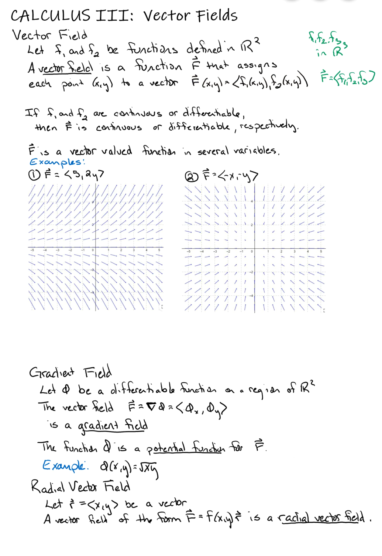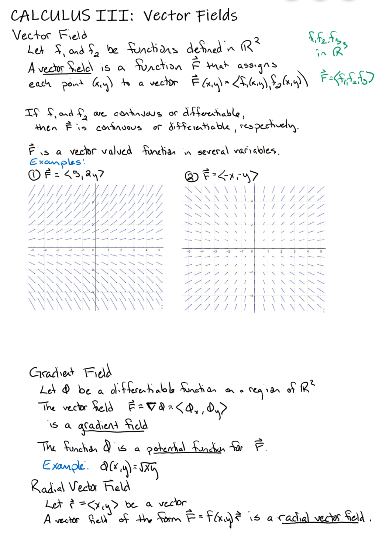Again, notice it takes the points (x, y) or (x, y, z), and the first component comes from the first function, the second component comes from the second function, the third component comes from the third function. That's vector notation. If our functions are continuous or differentiable, then the vector field is also continuous or differentiable. And the vector field is actually a vector valued function in several variables. So it's a combination of those two ideas of vector valued functions and now with several variables.